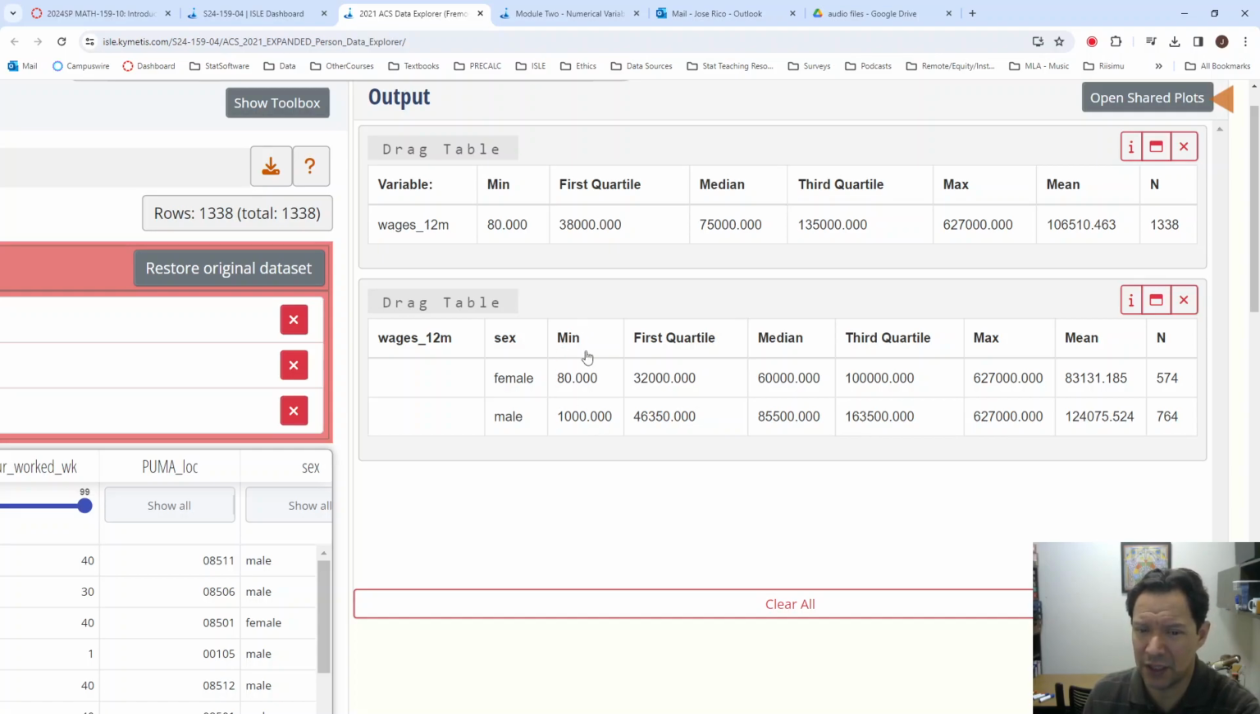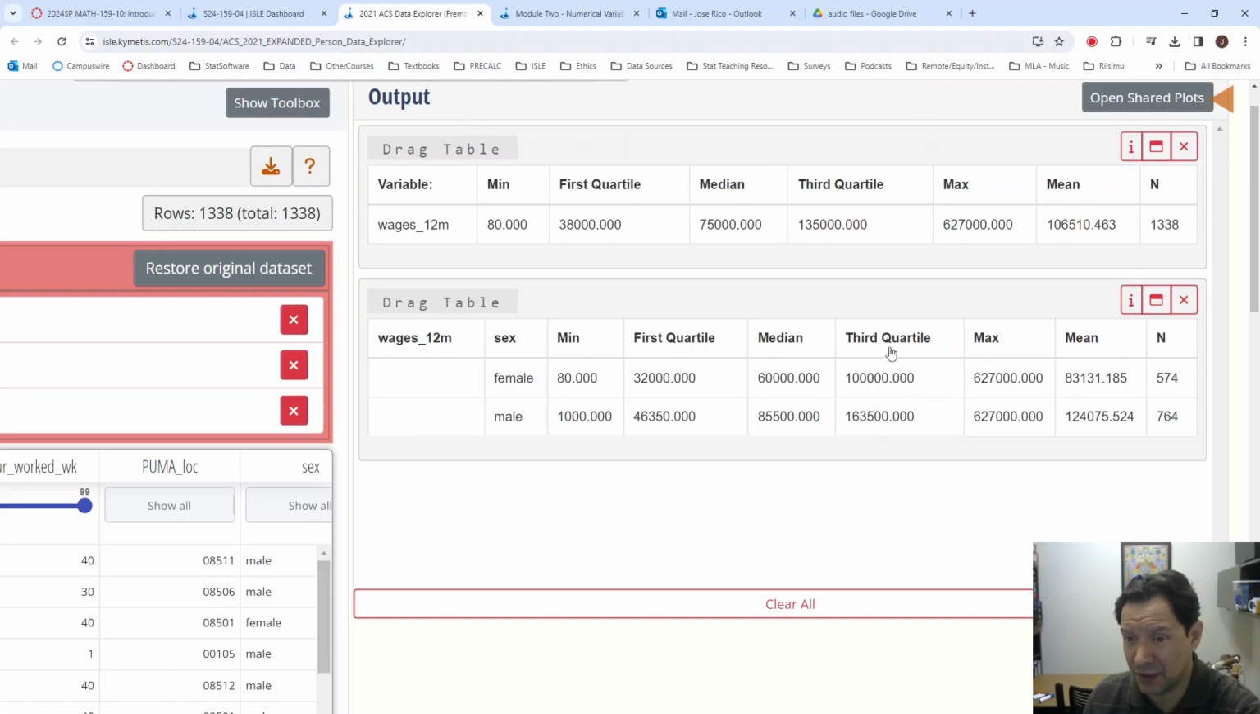I don't pay too much attention to min and max because these could be only a single observation, a single person that's setting the min and the max. Median is typically what we look at to get a good sense, but it's not to discount the mean, which is actually the average of everyone. So I'm seeing very big differences across everything.